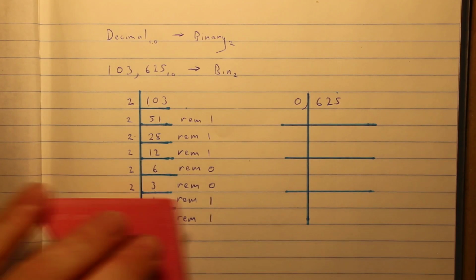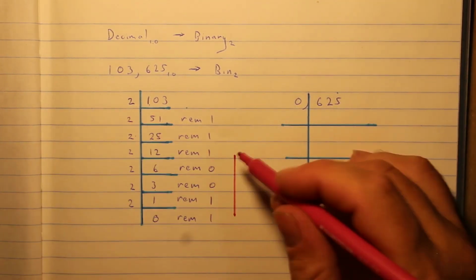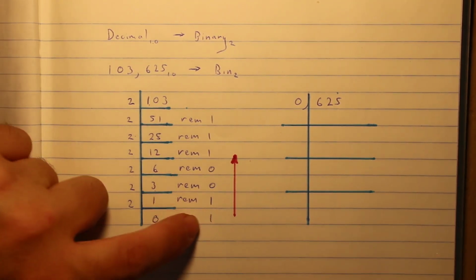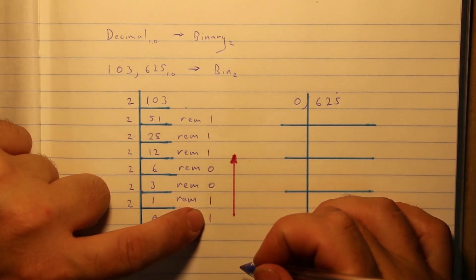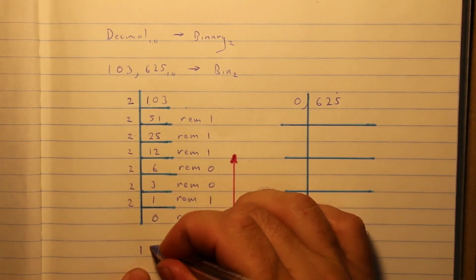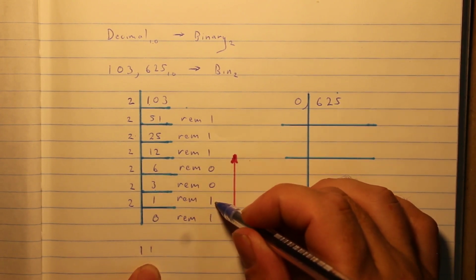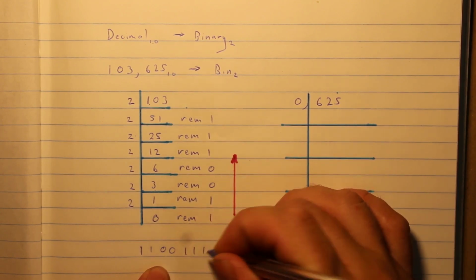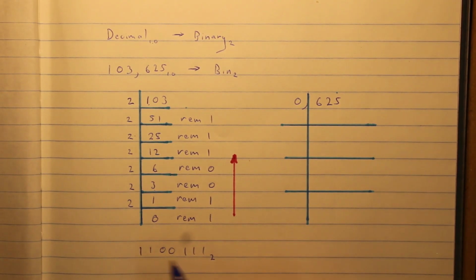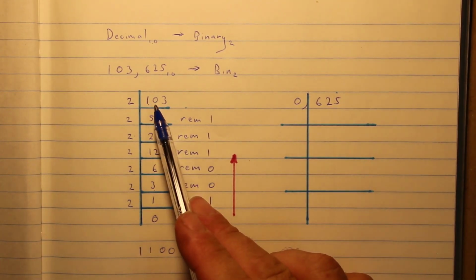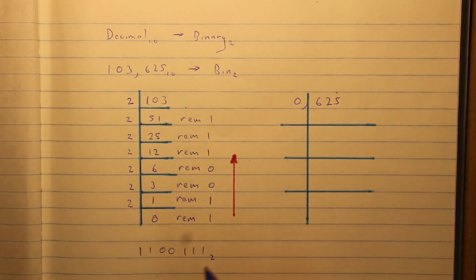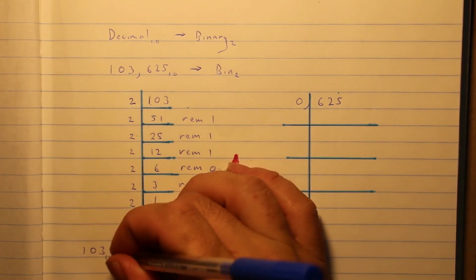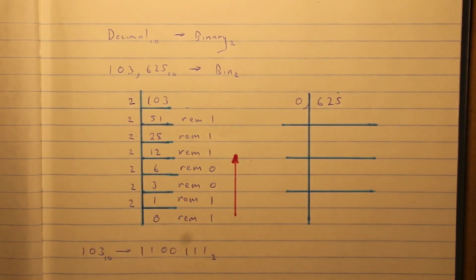Then, to get the answer, we draw an arrow in the upward direction and read the answer off like that. So we have 1, 1, for these two ones here, then 2 zeros, 0, 0, and then 3 ones, 1, 1, 1. And there's the answer. That's the binary conversion for 103. So we can write here 103 in base 10 equals that number.